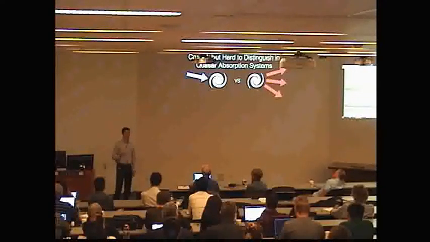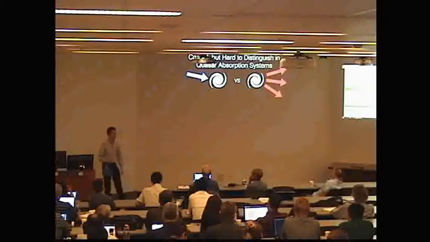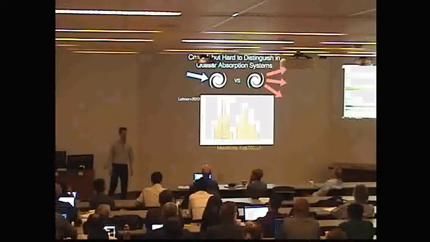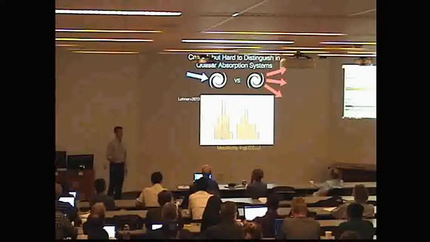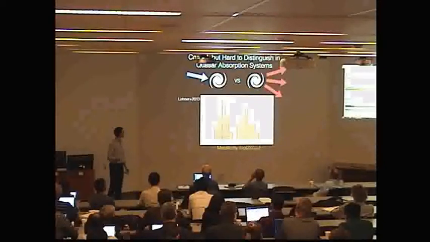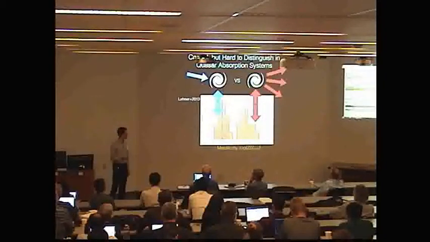And the problem is that quasar absorption systems have one-dimensional kinematics, and so therefore it's oftentimes very difficult to distinguish inflows from outflows. However, in recent years, it's been thought that perhaps metallicity would help us distinguish the two. And in fact, in 2013, Lehner et al. found what might possibly be a bimodal metallicity distribution. And one interpretation is that the low metallicity corresponds to inflows and the high metallicity corresponds to outflows. We're going to look at this in more detail.